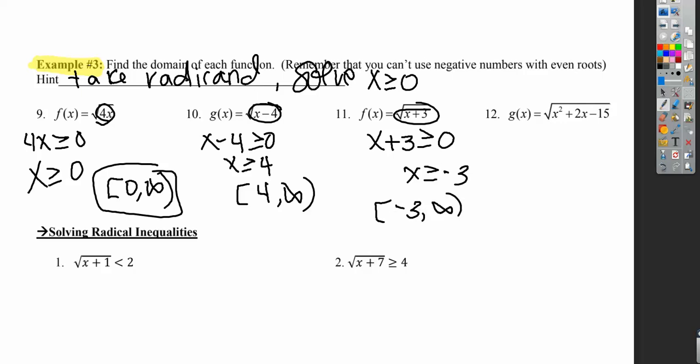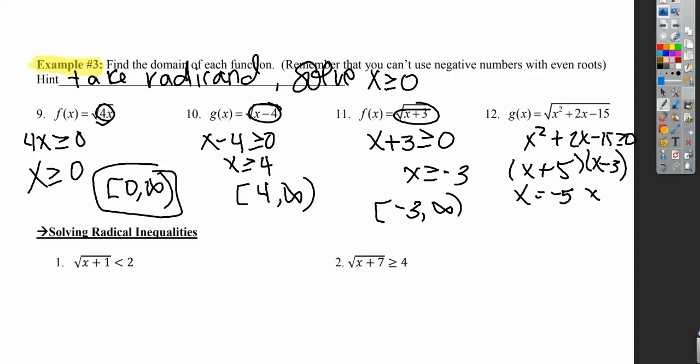If we try this last one, I'll do it with you just because I'm going to have to factor. So make life happy for you. X squared plus 2x minus 15 is greater than or equal to 0. If I factor, I get x plus 5 and x minus 3. So x equals -5 and x equals 3. I have to plot it on a number line, and pick values to the left and right. So if I pick a value to the left of -5, let's plug in -6.